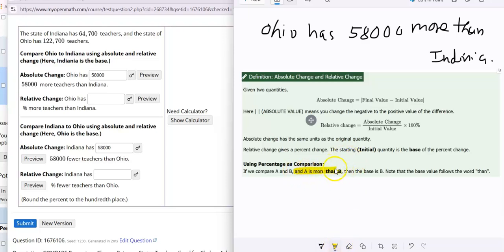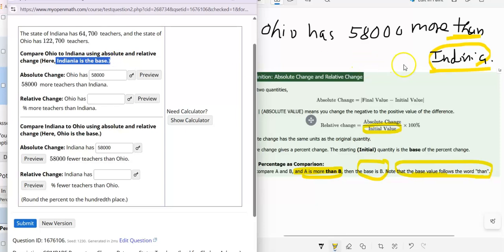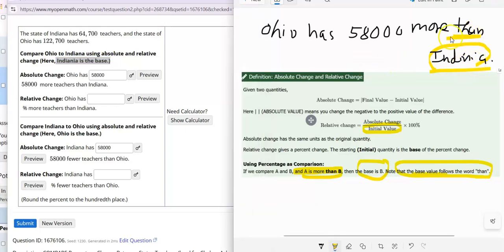So if you look at this rule here, if something A is more than B, the base is B, which means the base value must follow the word than. So any value that is after the word than is going to be the base value, which is the same as the initial value when you calculate relative changes. Here Indiana follows the word than, so the Indiana value is going to be the base value when you compare Ohio to Indiana. Ohio has 58,000 more than Indiana.